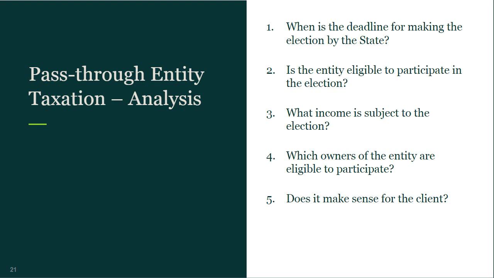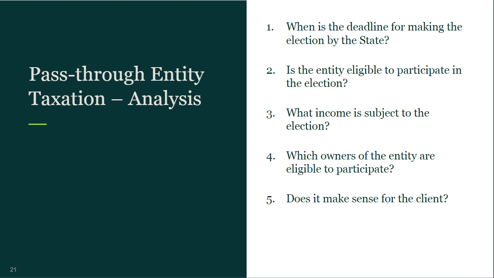Different states have different rules about which entities are allowed to participate as qualified entities for purposes of electing into the pass-through entity regime. And then we move into the question of what income is subject to that election. So in California, it's the entire distributive share that is pushed out to the member. In other states, it is a portion of the source income, or it is a post-apportioned income. So this income analysis becomes important.